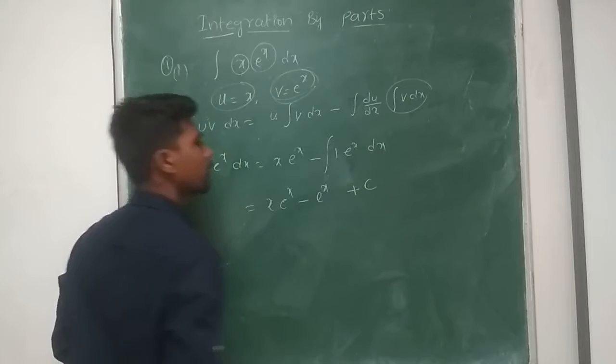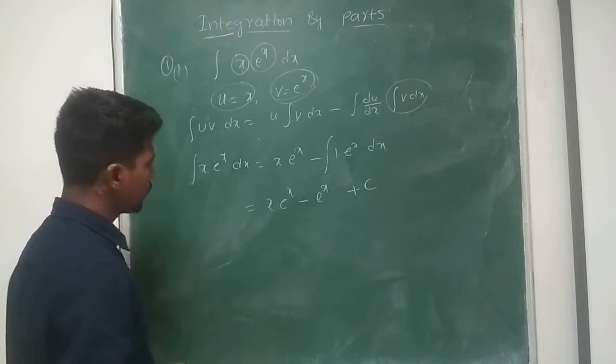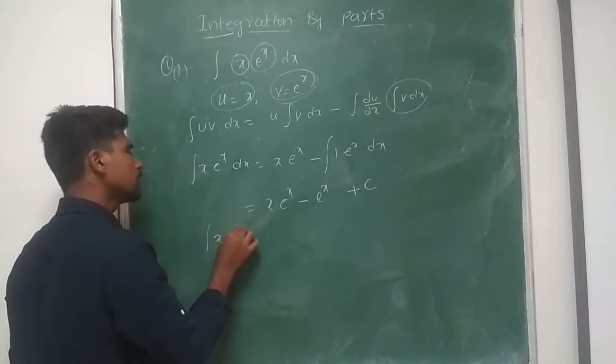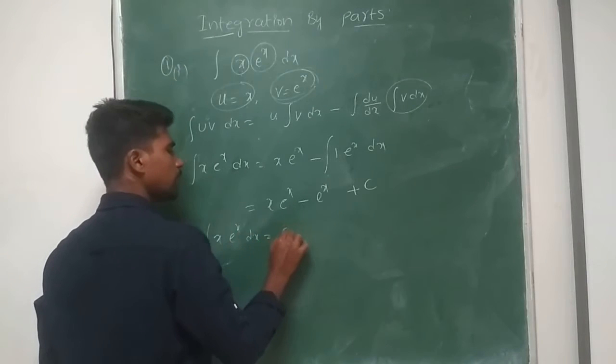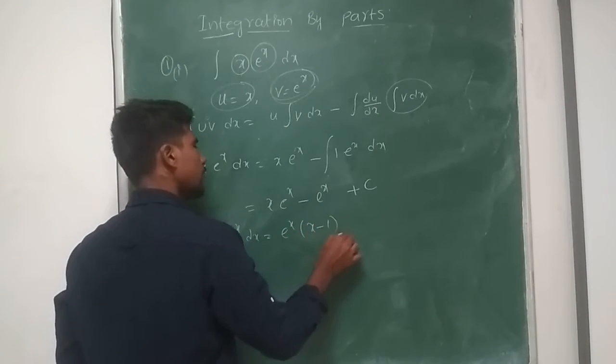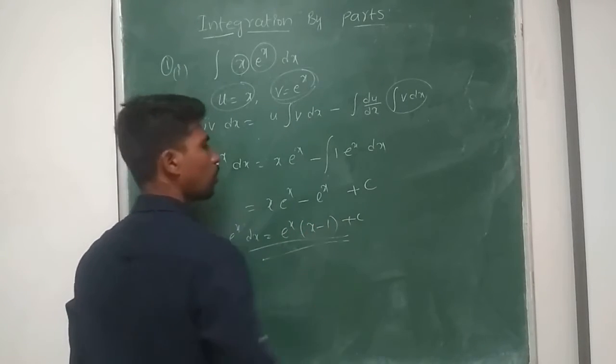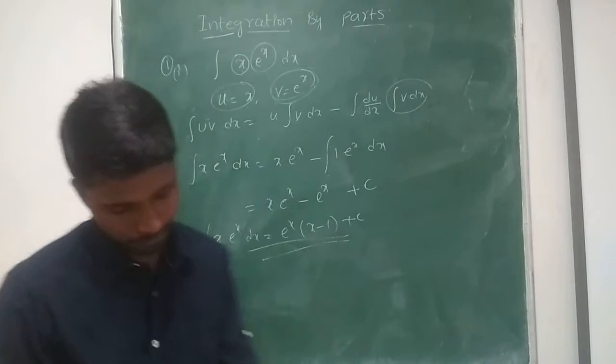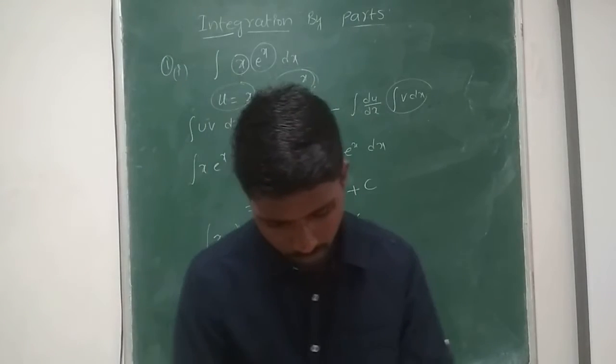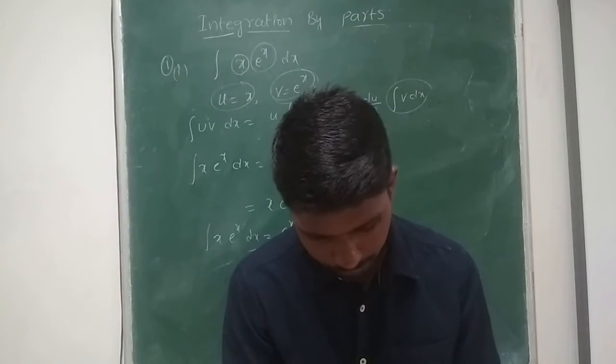Now add the arbitrary constant c. So what is our answer? Integral x into e power x dx is equal to e power x into (x minus 1) plus a constant c. After this, write down the next problem.